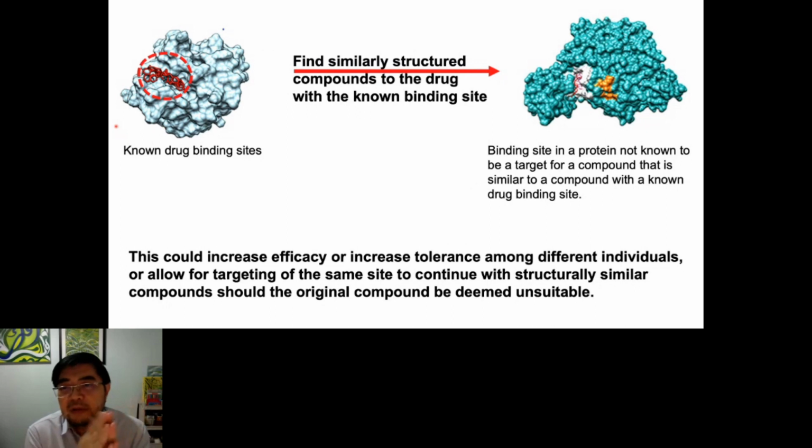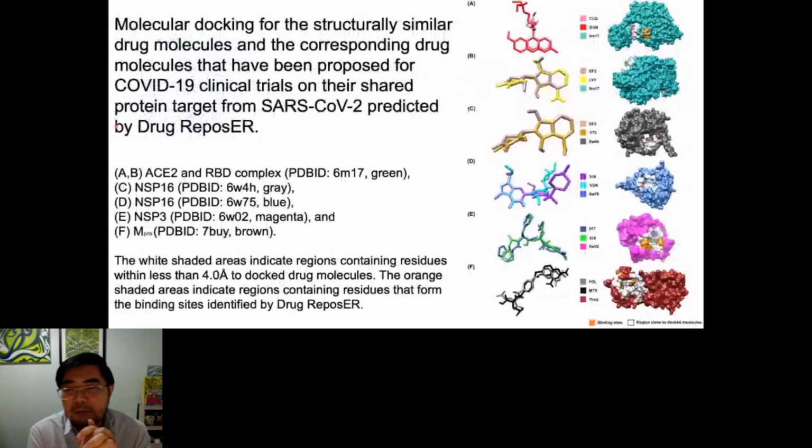And this is an example of the work that we had done, where, as you can see on the right panel there, once we identified what the alternative target site is, we then look at the compound that can bind to the alternative site, and then we try and find other similar compounds to it. This also opens up avenues to allow for new compounds to be designed that could better fit the alternative target site.